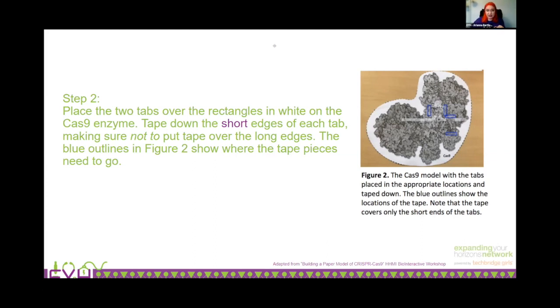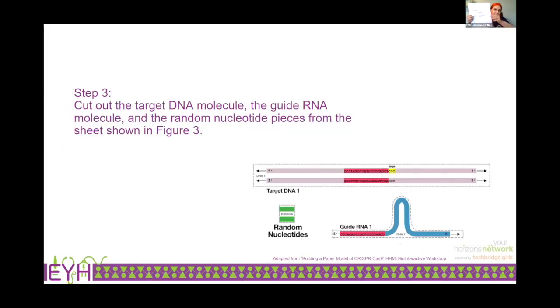The next thing that we're going to do, we can move on to the next slide. We're going to take the next sheet from this activity, and you'll see that there's some DNA here, this thing called the guide RNA, and then these random nucleotides. I want you to cut all three of these things out. And just real quickly, it doesn't have to be perfect.